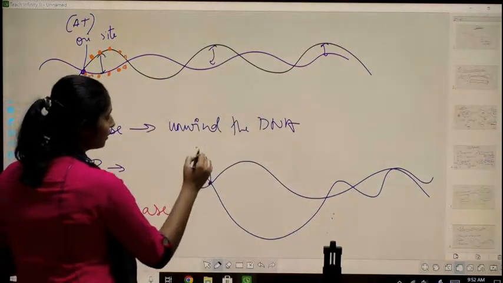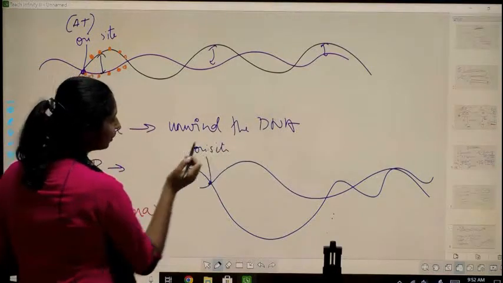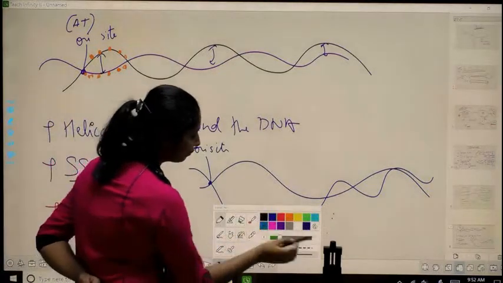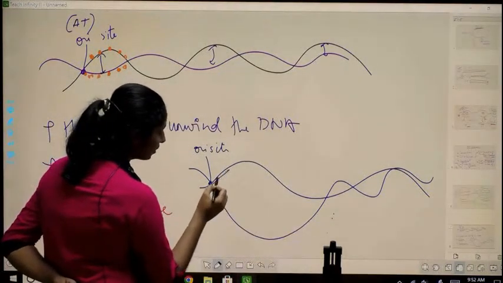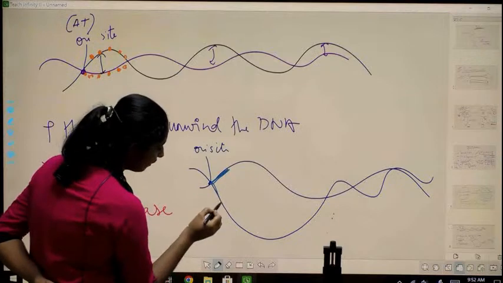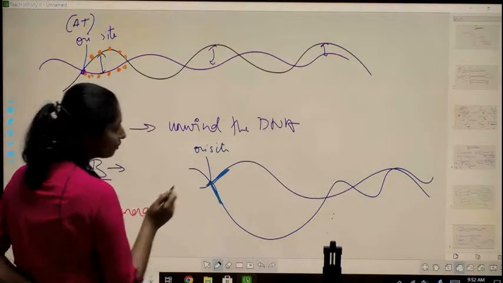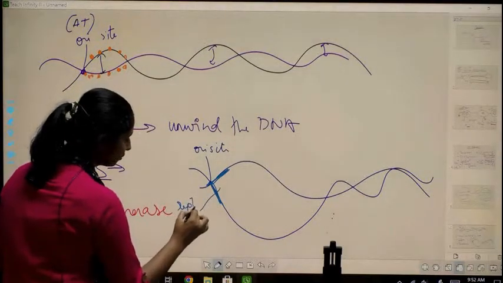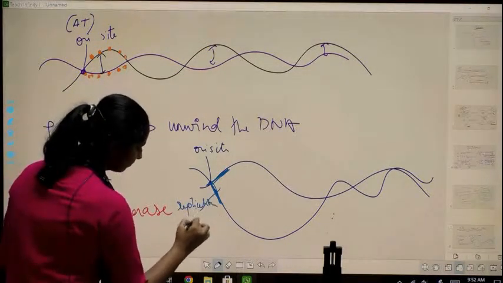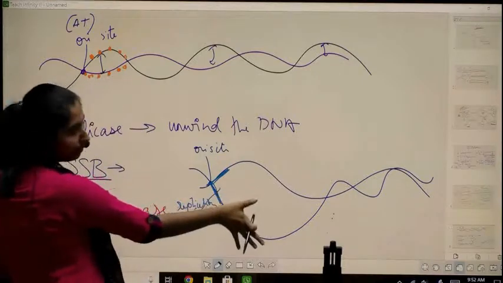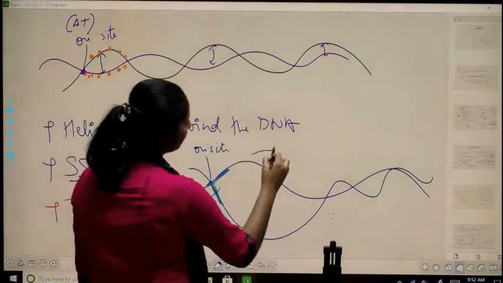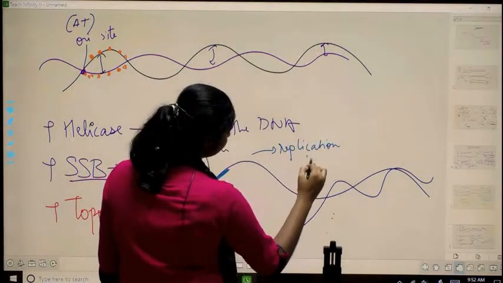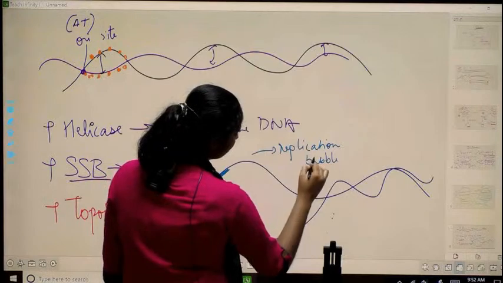This is the ORI site. At the ORI site where DNA is opened, there is formation of a replication fork. You can see a Y-shaped replication fork is formed where DNA has opened. This is known as replication fork. And this whole bubble that is formed is known as replication bubble.